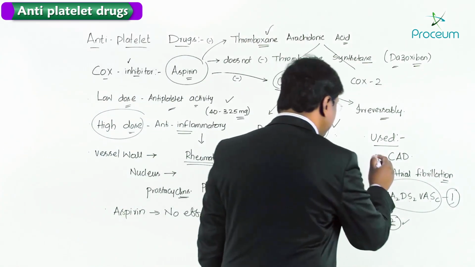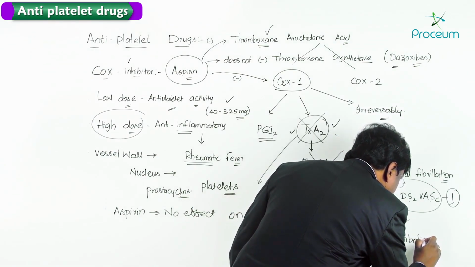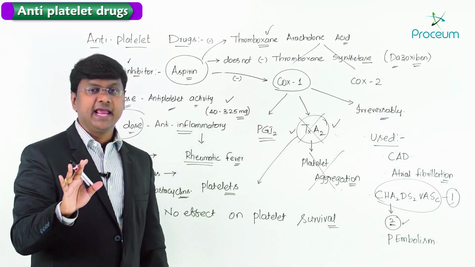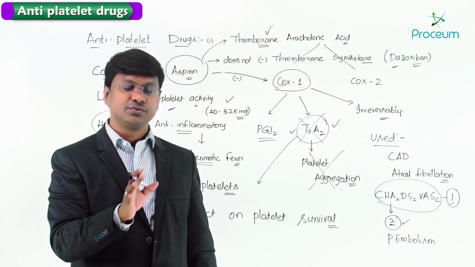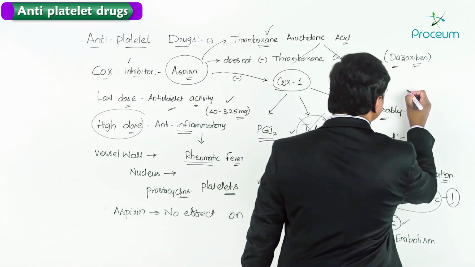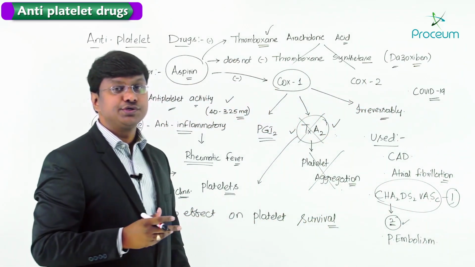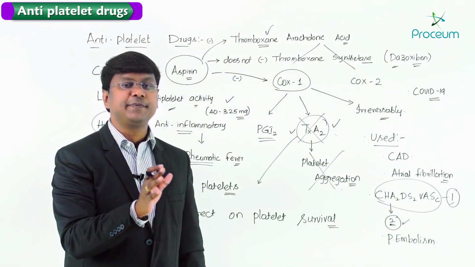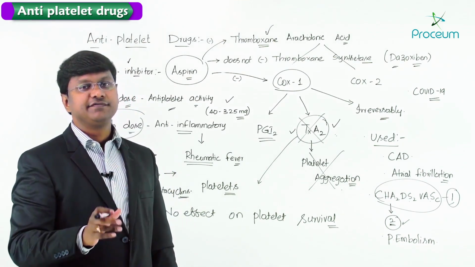Another scenario where we give aspirin is in the treatment of pulmonary embolism as well as deep vein thrombosis. So, these are all the conditions: any hypercoagulable state or any clinical scenario where there is aggregation of the platelets, we give aspirin. In recent times, aspirin is also used in the treatment of COVID-19 infection. Why? Because COVID-19 is a hypercoagulable state. So in order to treat the hypercoagulability secondary to COVID-19, we give aspirin.